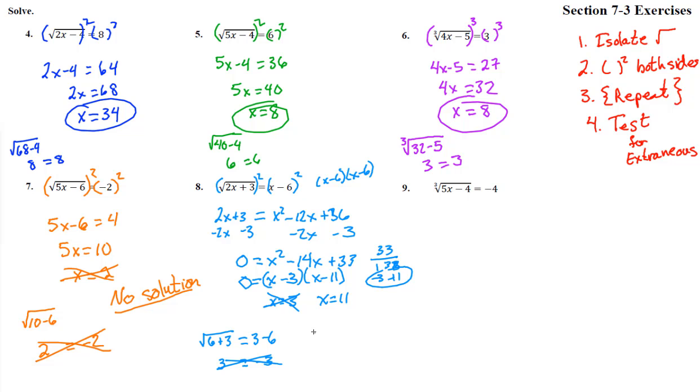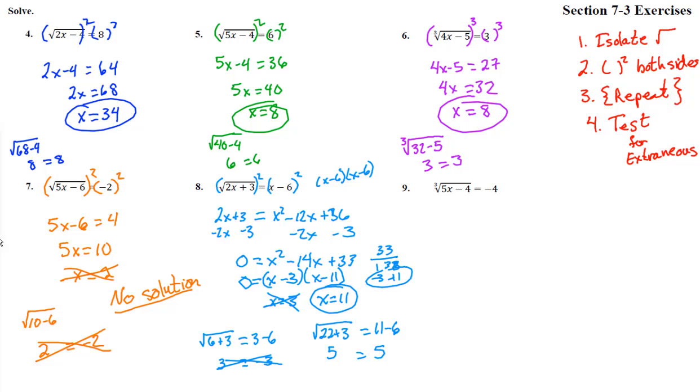Stick 11 in and we get the square root of 2 times 11 is 22 plus 3. Does that equal, stick 11 in for that x, 11 minus 6. Square root of 22 plus 3, that's the square root of 25 is 5, equals 11 minus 6. And does that equal 5? Yes, it does. 11 is indeed a solution. I like that. That's good.